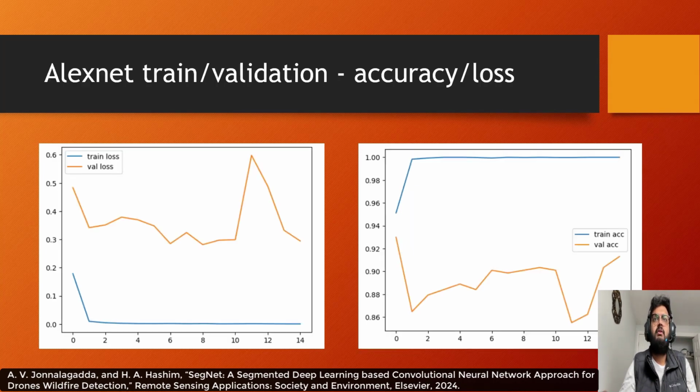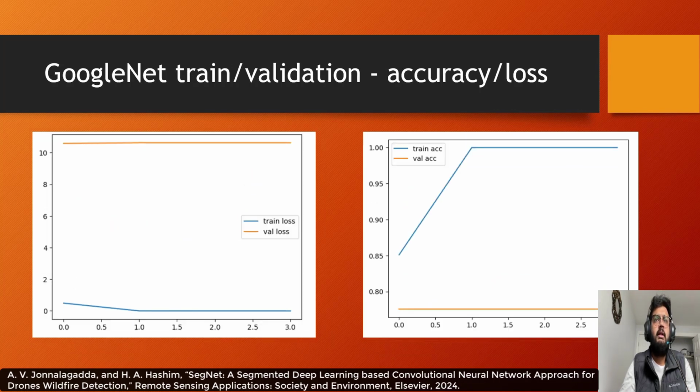Similarly, these graphs show AlexNet achieved model accuracy of 100%, test accuracy of 92.2%, and validation accuracy of 91.3%. And moving on to the GoogleNet, this model achieved a train accuracy of 99.9%, test accuracy of 76.8%, and validation accuracy of 77.5%. The recorded losses for training and validation were high at 0.24 and 10.629 respectively.